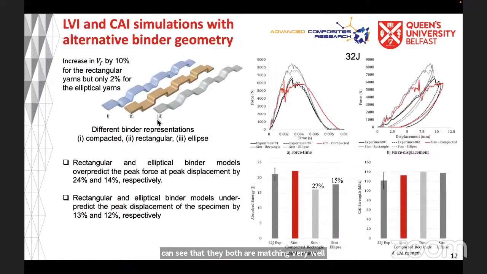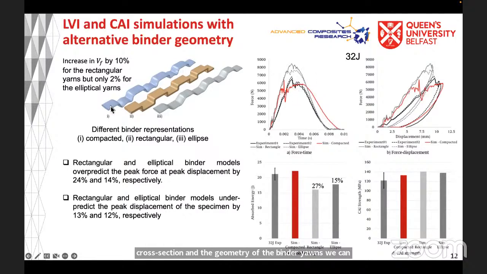In addition to this, we then tried different types of binder yarns geometry. So this is the compacted one. This is the one with a rectangular cross section, and this is the one with an elliptical cross section. And again, you can see that by changing the cross section and the geometry of the binder yarns, we can see that the response is changing.